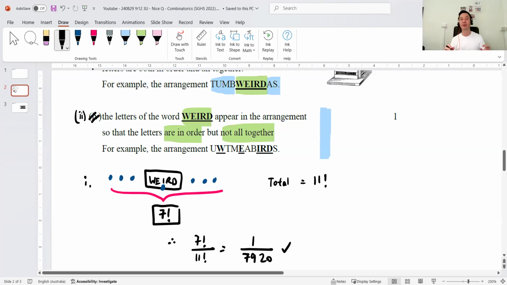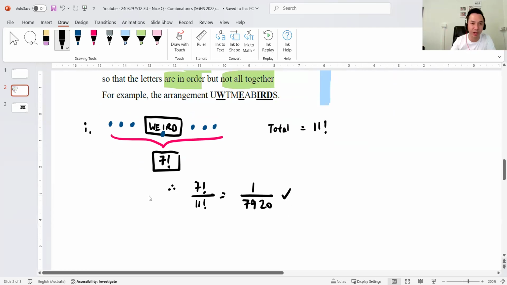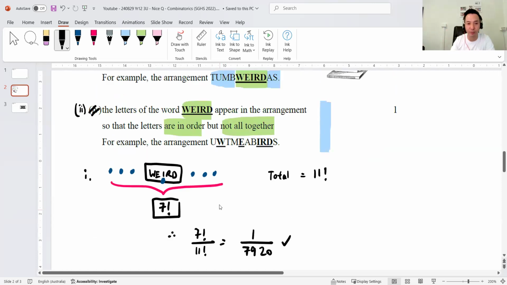Guys, question number 1, that's done. Now, I like number 2 a lot. I like number 2 a lot because I'm going to use the divider method to help me do this.